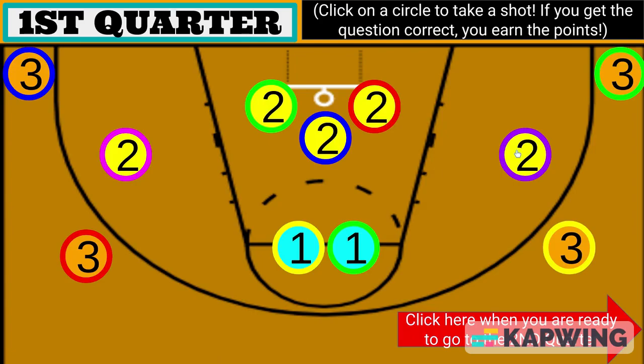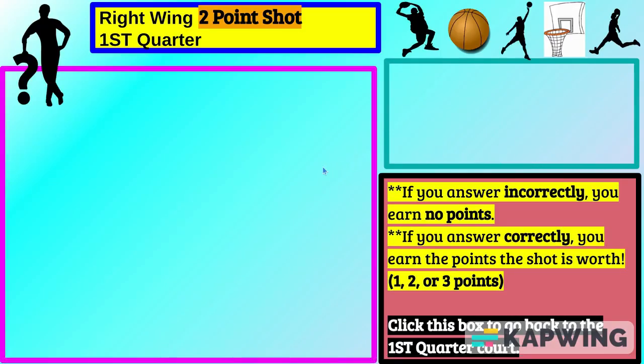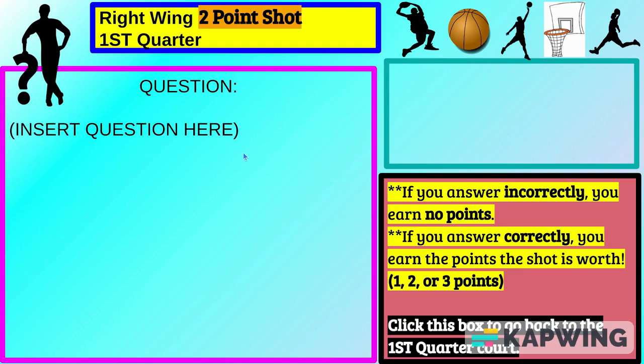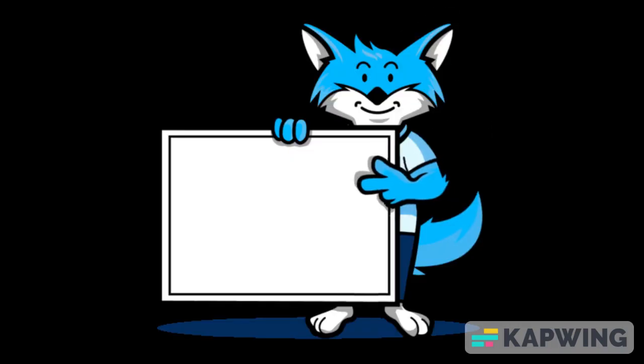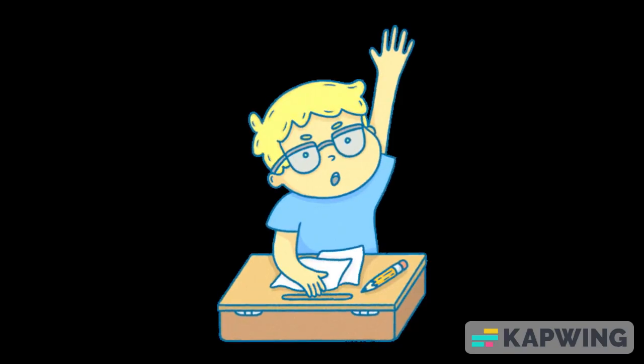So for example, if the first team decided that they wanted to attempt the 2-point shot with the purple circle around it, you would click on that, and then you would click on the screen to reveal the question. How students give their answer is completely up to you. If you want students to write it on paper or write it on the board, or if you want them to say it out loud, that's completely your choice.